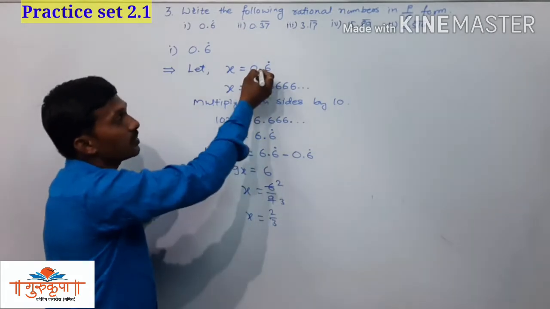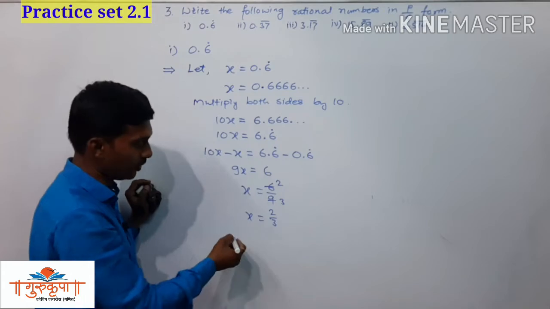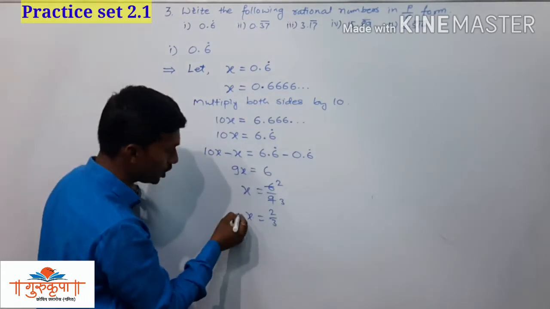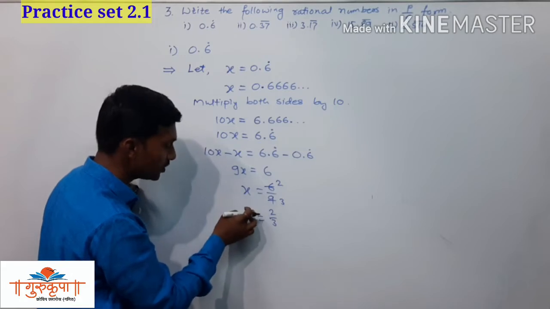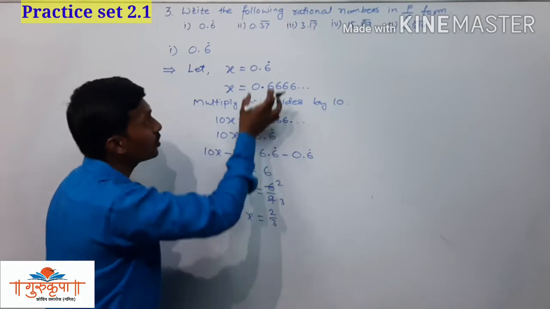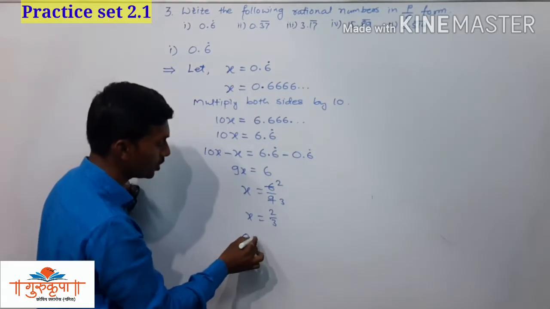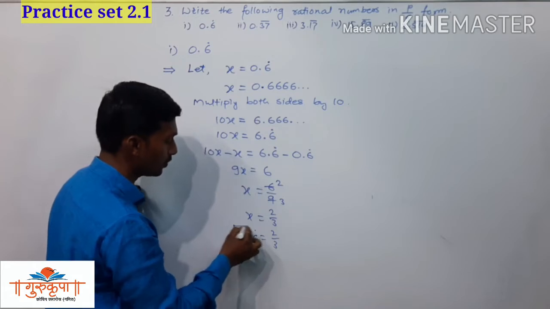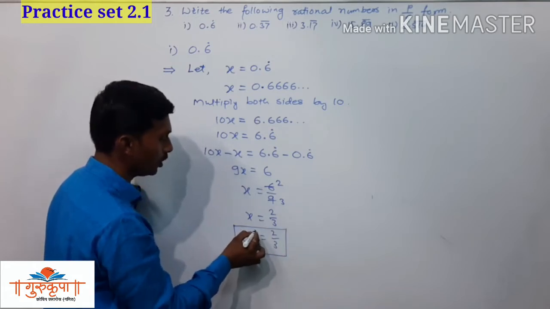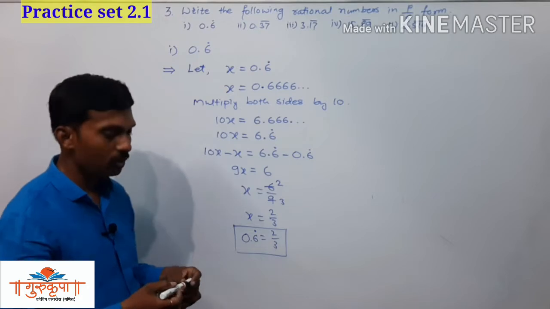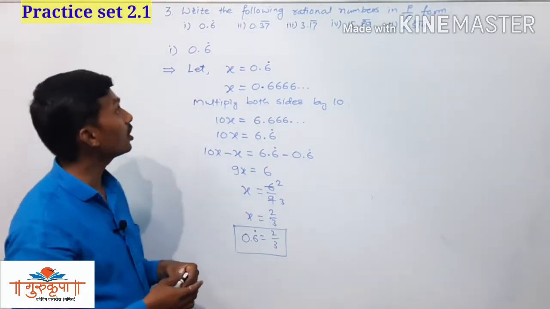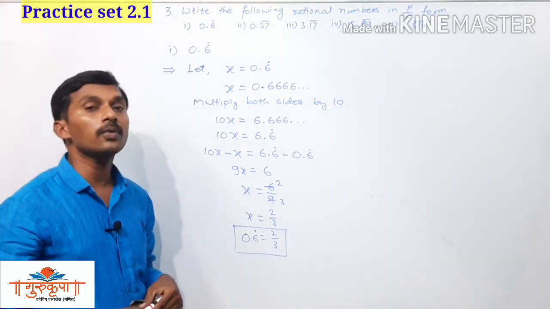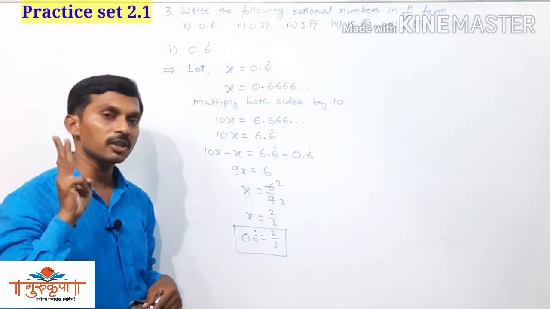What is x? That is 0 point recurring 6, and we converted it into p upon q form. So in place of x we write 0 point recurring 6 is equal to 2 upon 3. So this is all about how to convert the given decimal form into the p upon q form, and there are 3 main steps.